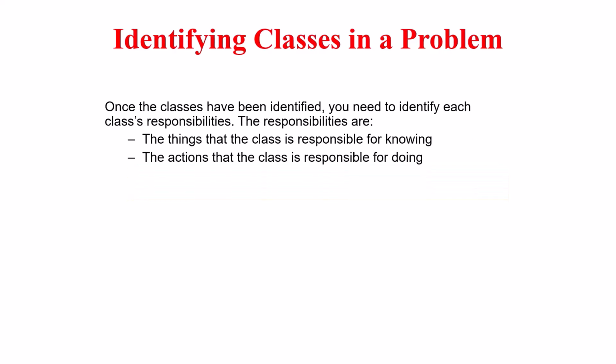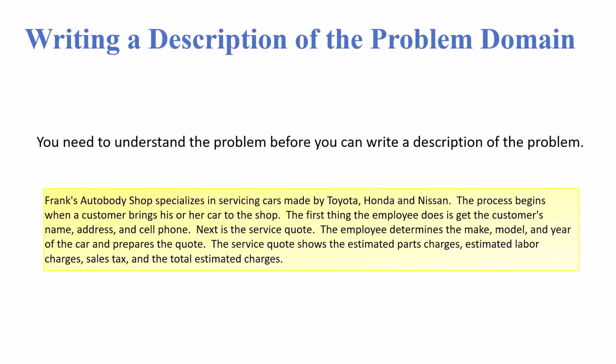Once the classes have been identified, you need to identify each class's responsibility. The responsibilities are the things that the class is responsible for knowing, and the actions that the class is responsible for doing. Now, nicely said in English perhaps, but let's take a look at how we actually do this. We're going to understand that problem first. So we're going to write a description of the problem domain. You're going to come up with this, or the user is going to hand you something like this, but you need to understand the problem before you can write a description of the problem.